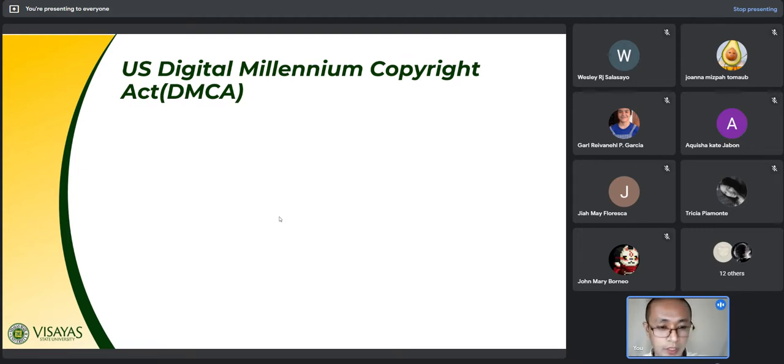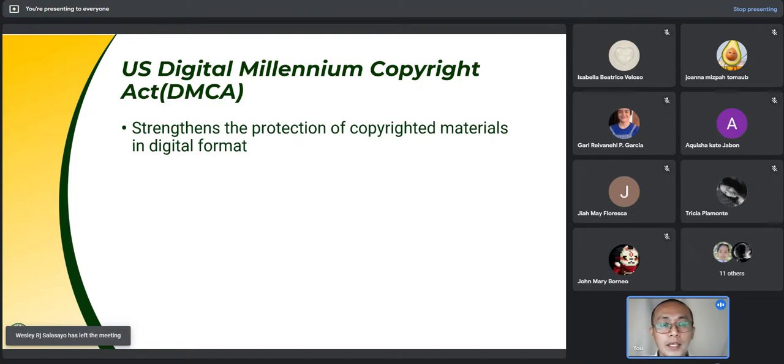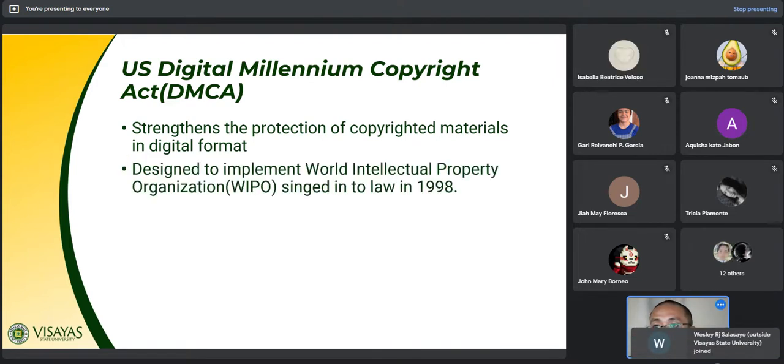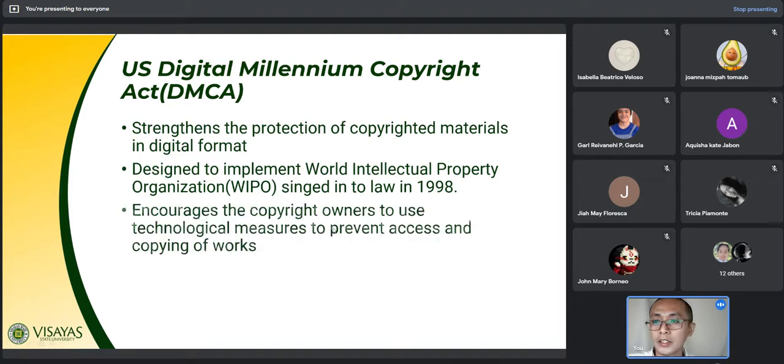property rights, which is now gaining international attention, which is the U.S. DMCA. DMCA, class, stands for Digital Millennium Copyright Act. We're in the U.S. It strengthens the protection of copyrighted materials in digital format. Not only is this copyright act implemented in the U.S., but it has also gained international attention. The U.S. DMCA is applied not only in the U.S. but also to the rest of the world, because it was designed and implemented in the World Intellectual Property Organization, or WIPO, and signed into law in the year 1998. So it has been used for quite some time already, class.